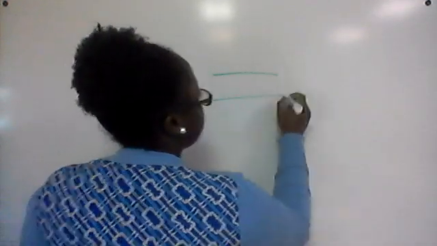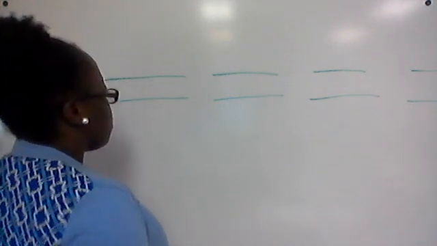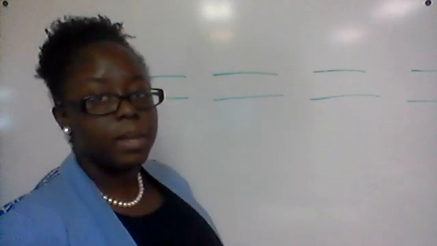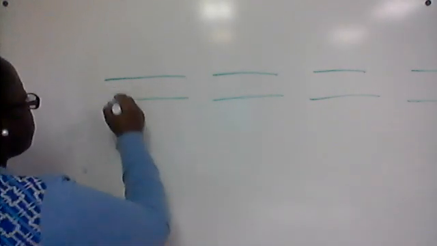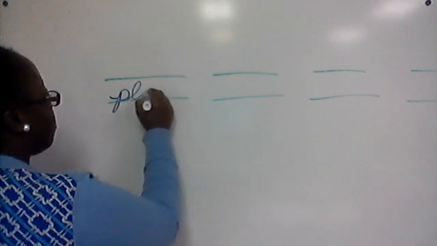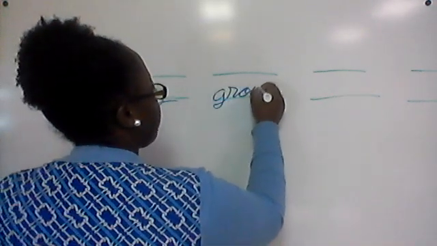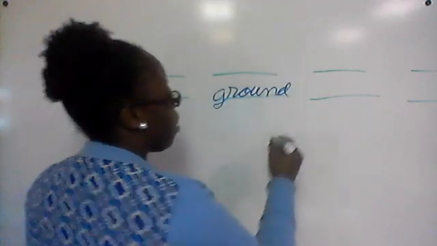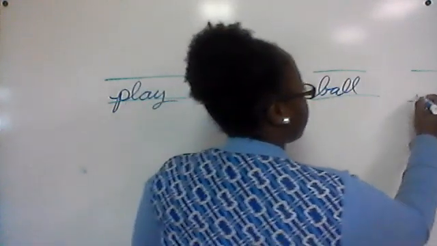So you have this, and then I don't have enough space to do this, but you have this, and then this, if you can see all those four. So if I say playground, you're going to write, what two words make the word playground? We have play, ground. So you're going to write cursive, play, ground, all right? And if I said ball game, you would write ball and game.